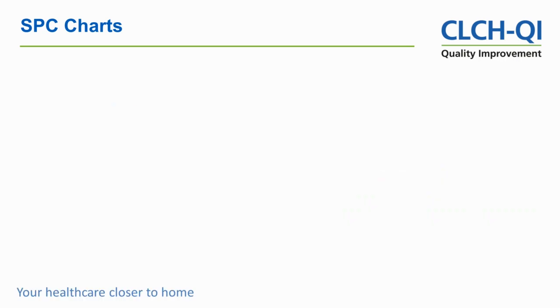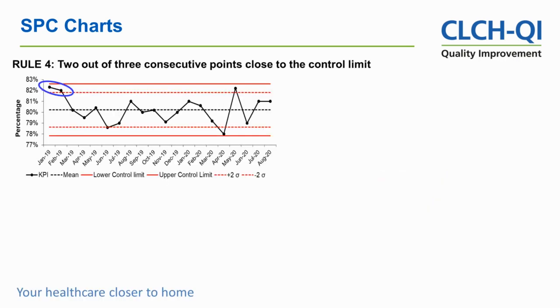The fourth rule is that 2 out of 3 consecutive points are close to the control limit. And you can see them indicated here, circled in blue. There are 2 data points within 1 standard deviation of the upper control limit. 2 out of 3 consecutive points are close to the control limit.